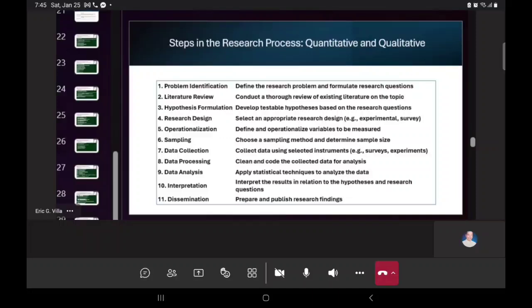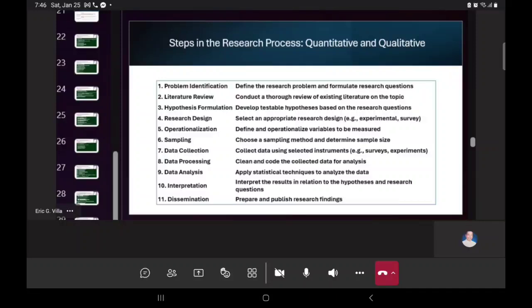Based on the literature review and research questions, researchers develop testable hypotheses. The next crucial step is selecting an appropriate research design, such as experimental or survey methods, that aligns with the research objectives. Operationalization involves defining and measuring the variables of interest. This is followed by sampling, where researchers choose a method to select participants and determine the appropriate sample size for statistical analysis.